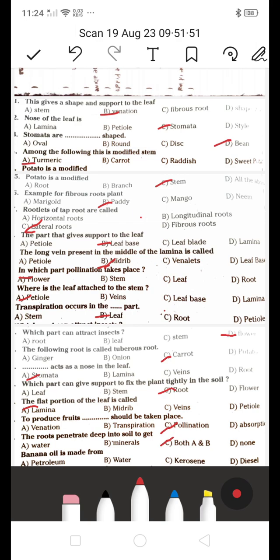Banana oil is made from, is it petroleum, water, kerosene, or diesel? Banana oil is made from petroleum. A is the right answer.